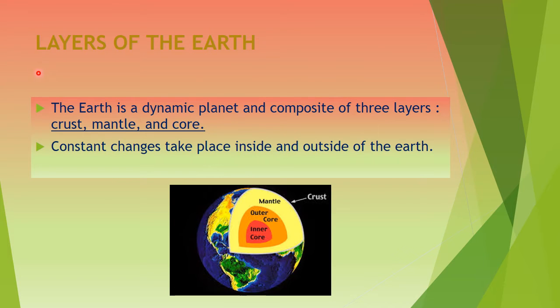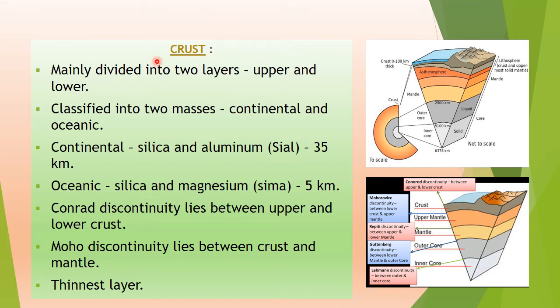Then the main topic, that is layers of the earth. We all know that the earth is a dynamic planet composed of 3 layers. Those are crust, mantle and core, and constant changes take place inside and outside of the earth. The first layer, that is crust. This layer is mainly divided into 2 layers, upper and lower crust.